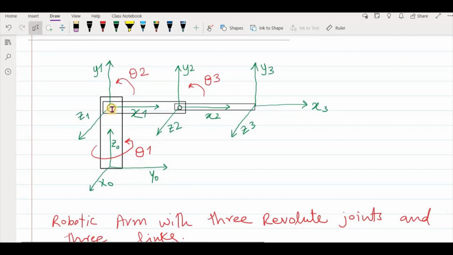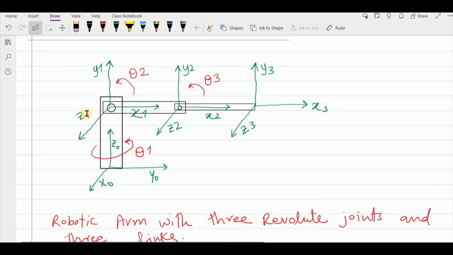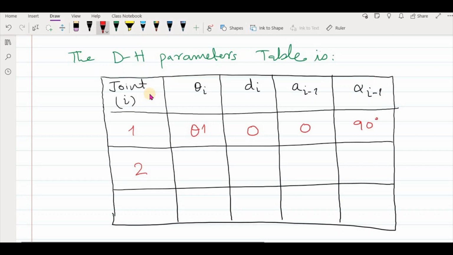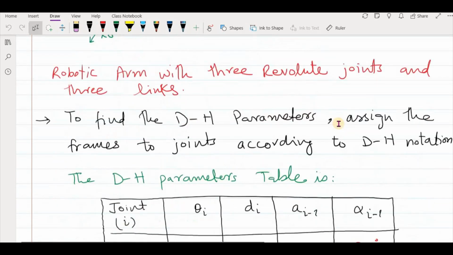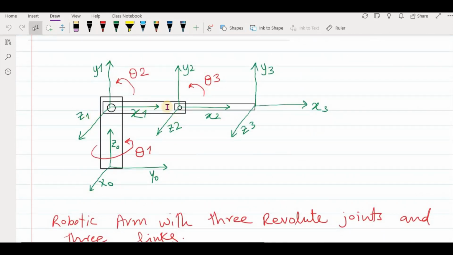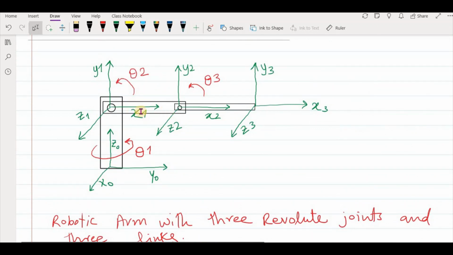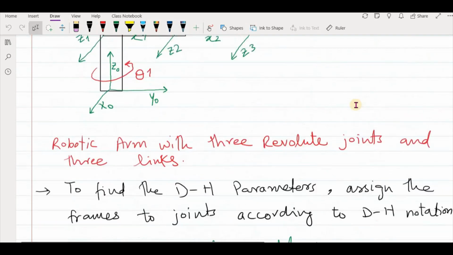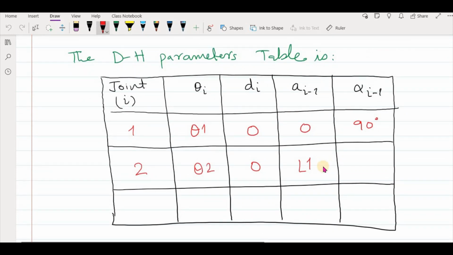For joint 2, first the angle of rotation of this joint about z-axis is theta 2, so we can just write here theta 2. The offset again is 0, and the link length, which is the distance between the z1 axis and the z2 axis, is x1, so L1, which is actually the link length. And the twist angle alpha, as you can see, there is no angle between z1 and z2, so its value will be 0. So now for joint 2, all the DH parameters are complete.